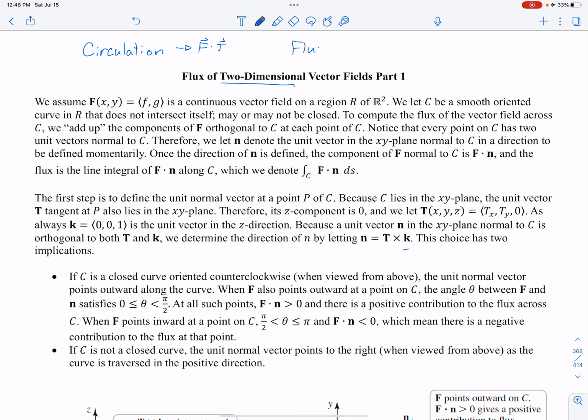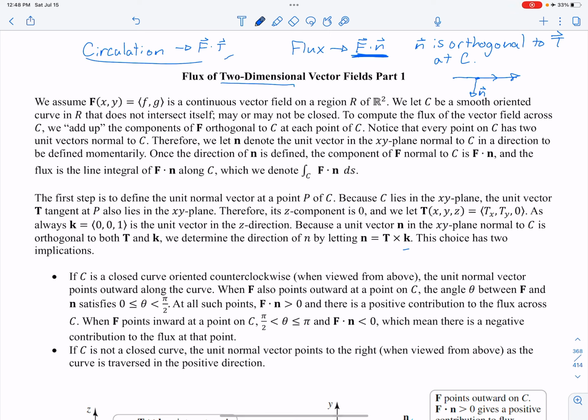Our flux is going to be the vector field dotted with a vector n, where n is orthogonal to T at C. So circulation measured how much of the vector field is pushing with or against our path. What flux is, since it's orthogonal, think about it at C going this way, this n vector would be there. So if I dot these two, F and n, I'm actually measuring how much of the force field crosses over path C moving that way.